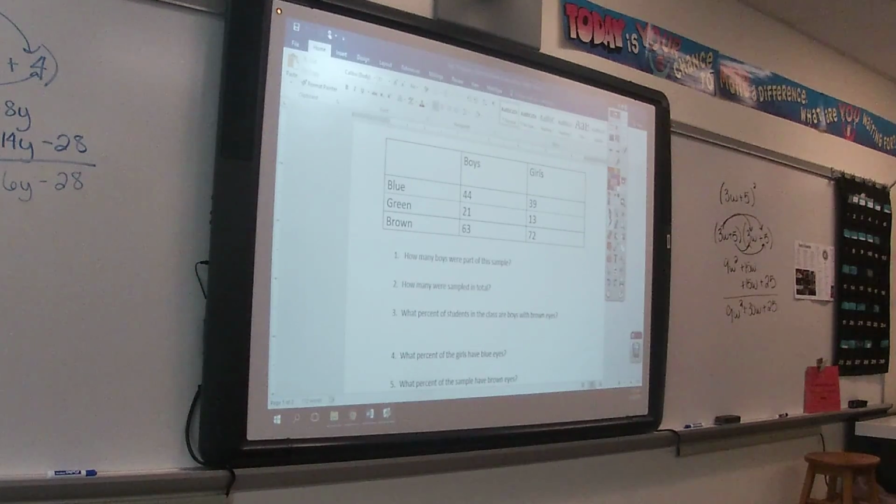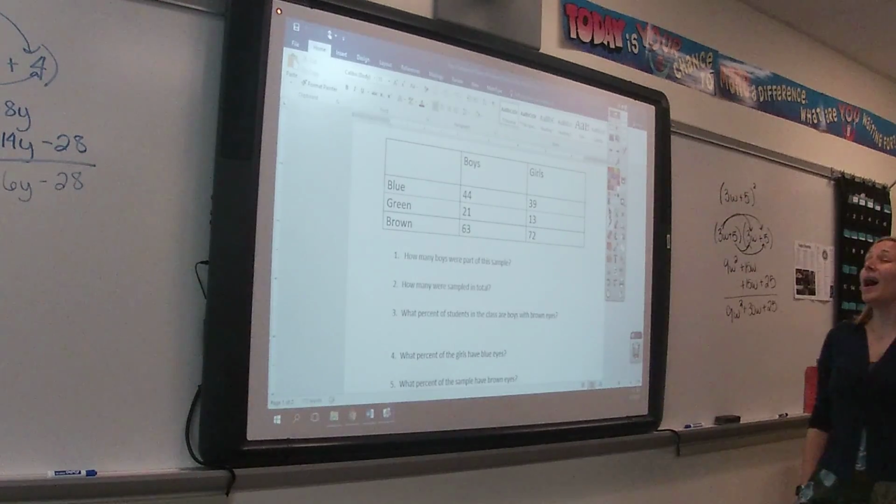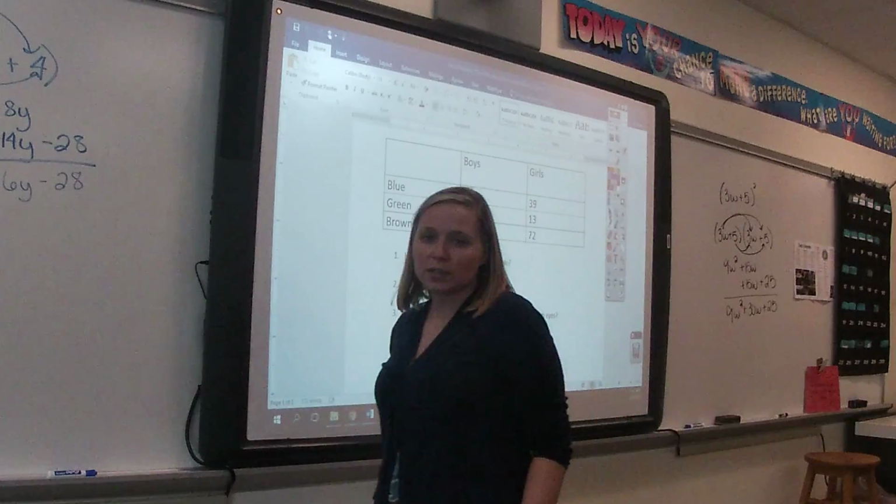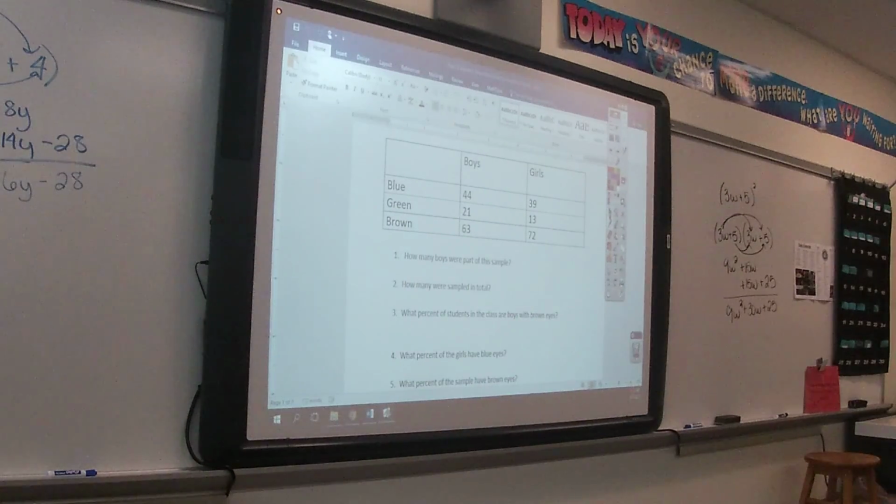If we're looking up here at this frequency table, this is data that we collected about eye color for boys and girls at Westfield High School. Our objective is to look at this table and determine some different values.